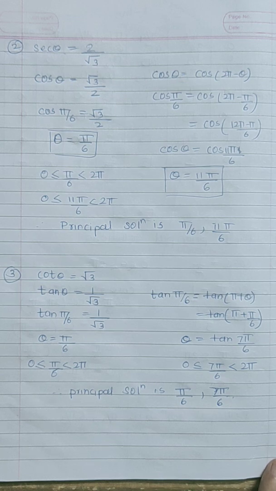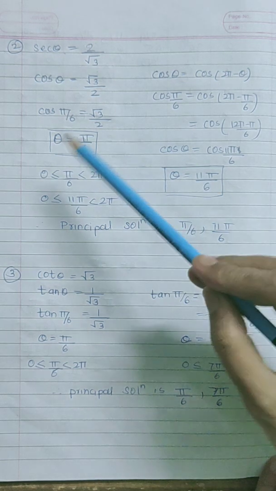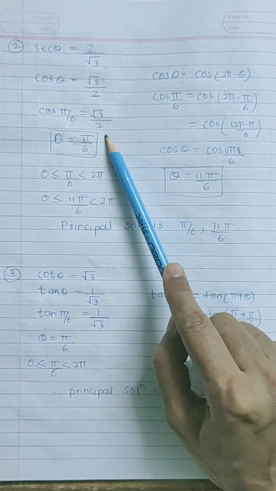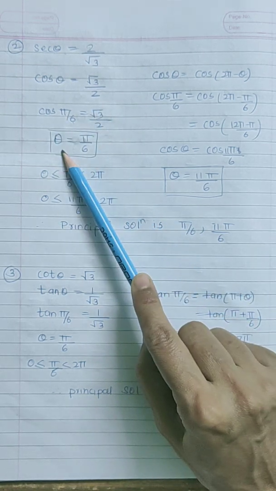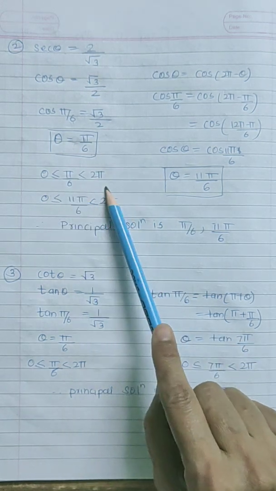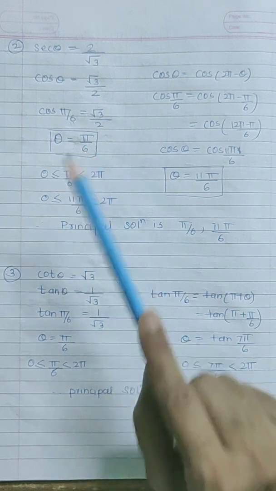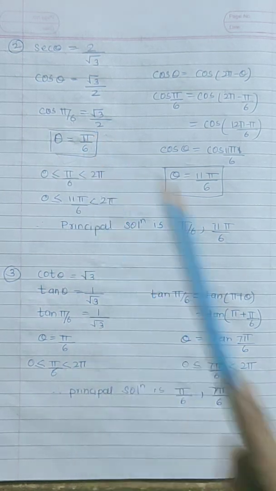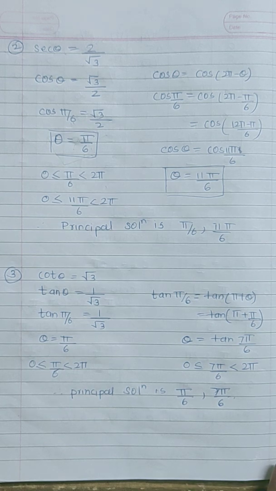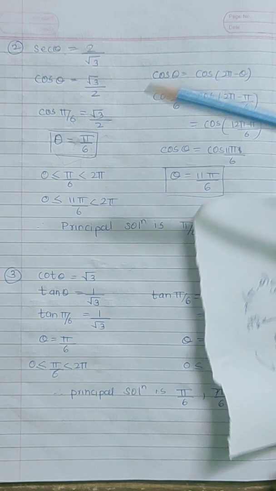Now see in the table when the cos value is root 3 by 2 at pi by 6. So cos pi by 6 is equal to root 3 by 2. Therefore theta is equal to pi by 6. Then pi by 6 lies between 0 and 2 pi. So this is our first solution. So our first angle we got theta is pi by 6. Now we will see the allied angle. One more.